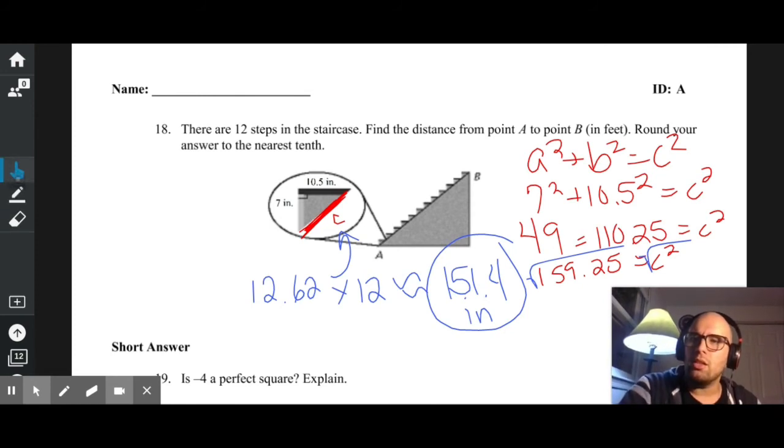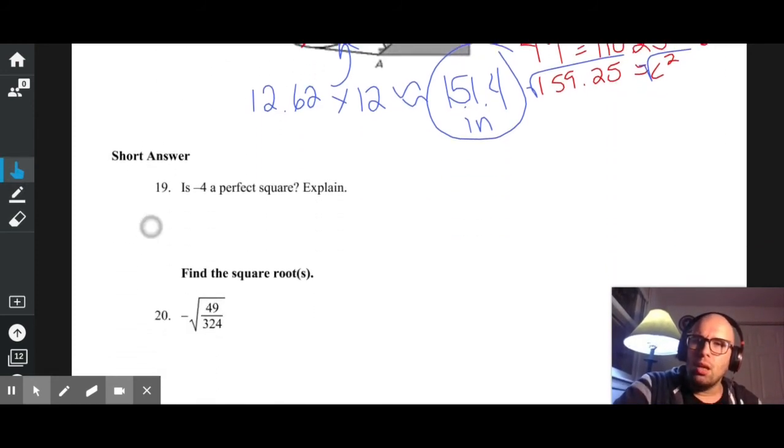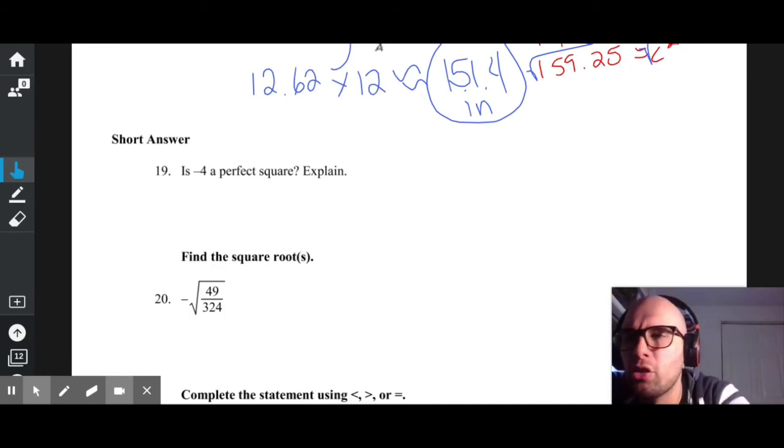So that's 18. Is -4 a perfect square? No, because you can't square root it. No.